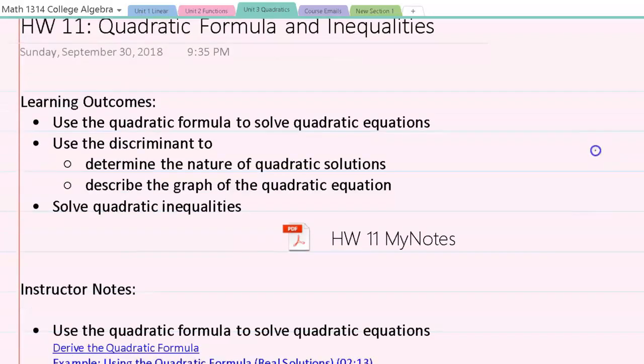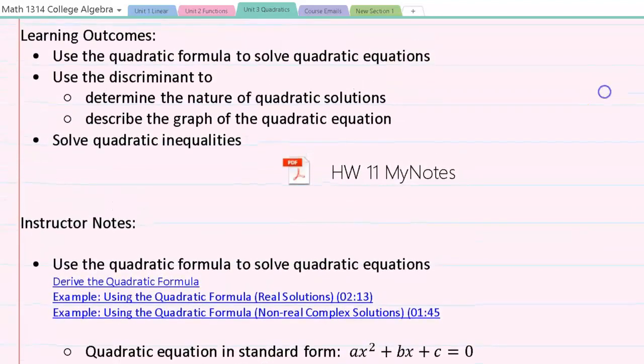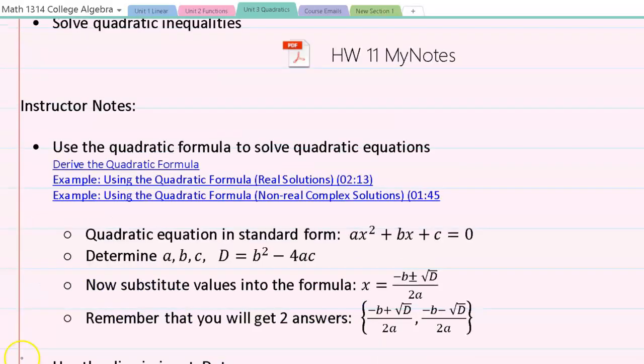When I teach college algebra in a face-to-face class, we derive the quadratic formula together using the completing the square method. If you are interested, you are more than welcome to view a separate video I found on YouTube doing the derivation. I am sure most of you are familiar with the quadratic formula as x is equal to negative b plus or minus the square root of b squared minus 4ac all over 2a.